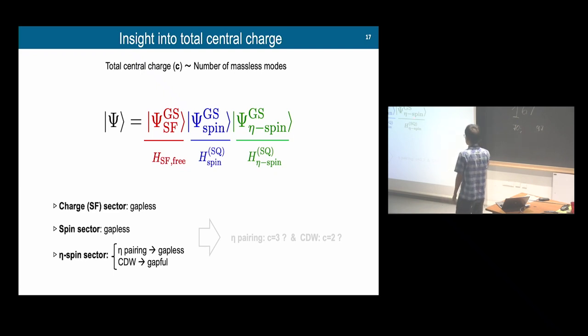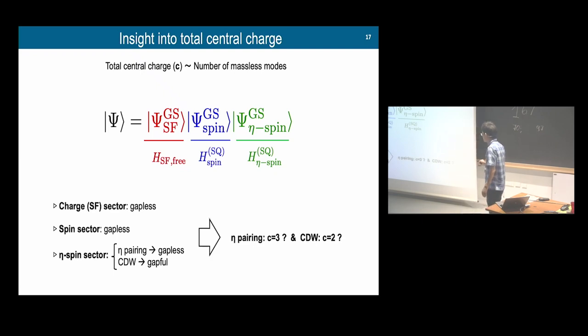So if you look at this form of the wave function, the spinless fermion part is described by the free Hamiltonian, so this is gapless. The spin part is described by the Heisenberg model. This is also gapless. So this already explains that in equilibrium, we have C equal to 2, and it is the case. But in the photodoped system, we have an additional degree of freedom, which is eta spin. And this part can be gapless for the eta-pairing phase, and can be gapful for the CDW phase. So from this, we can naively expect that we have C equal to 3 for the eta pairing, and C equal to 2 for the CDW.